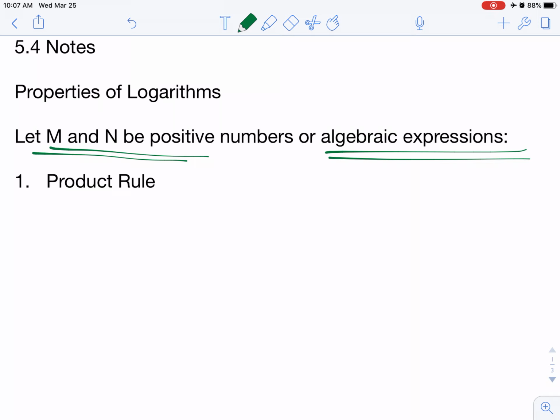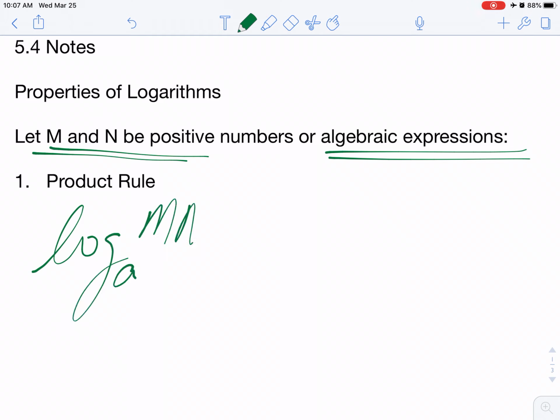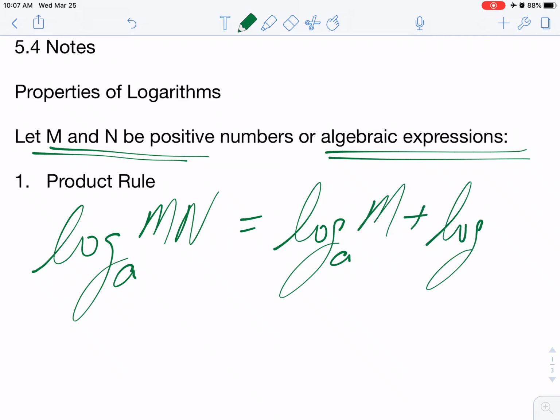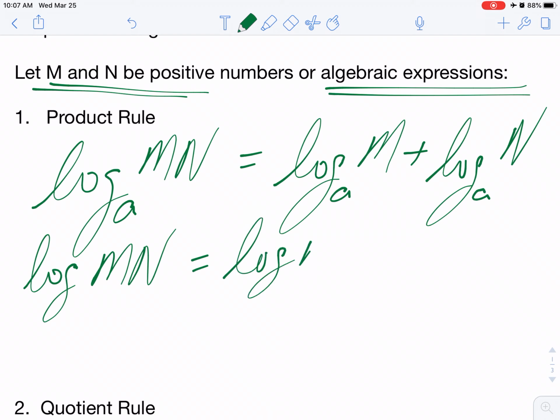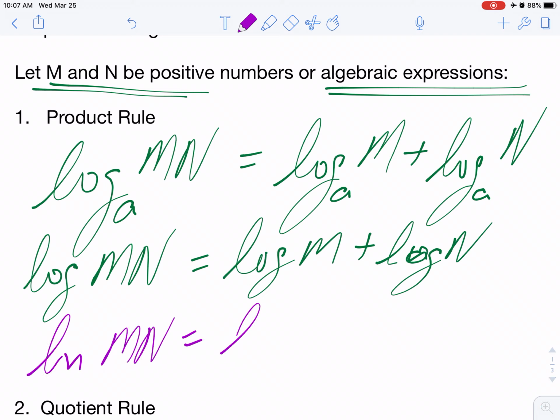So the product rule goes something like this. Log base a of mn equals log base a of m plus log base a of n. All right, now that's for any base. It could work for the common log. I could write this again with just the common log. Notice the little a is not there anymore. There's no number down there. Or it will work for the natural log.